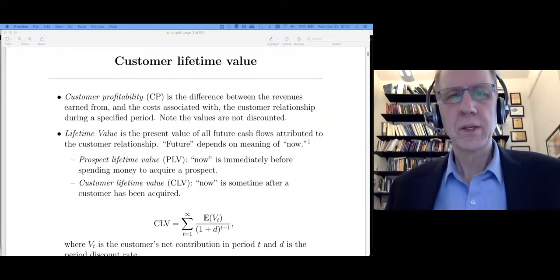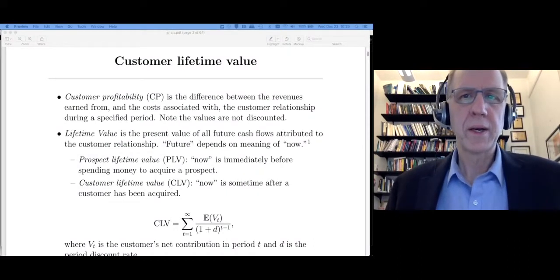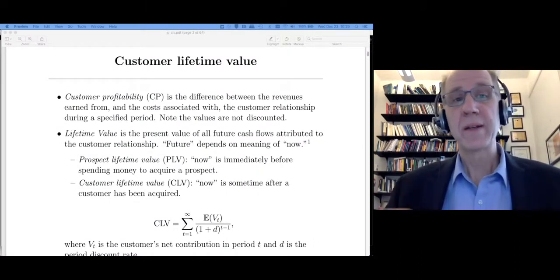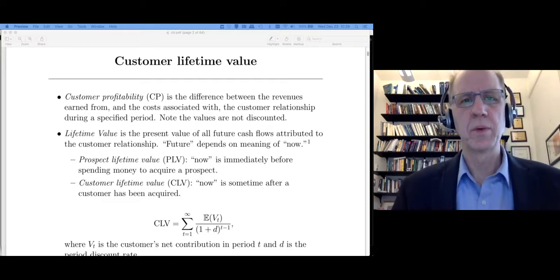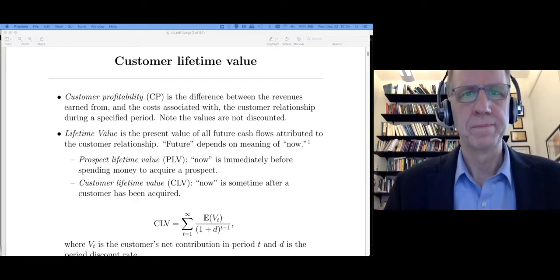So with that as a little introduction for why we might care about lifetime value, I'd now like to define some terms that we're going to be using throughout this module.